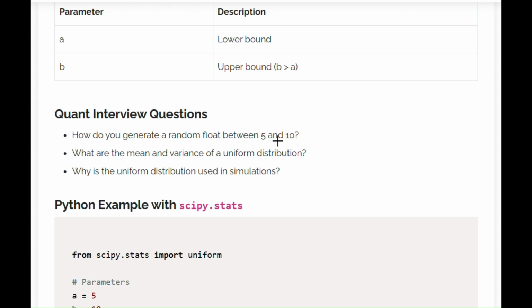How do you generate a random float between 5 and 10? You sample these points from a uniform distribution between 5 and 10. Mean and variance: mean is given by the midpoint of the range, which is a plus b by 2, and the variance is given by b minus a squared by 12. So b minus a squared by 12.